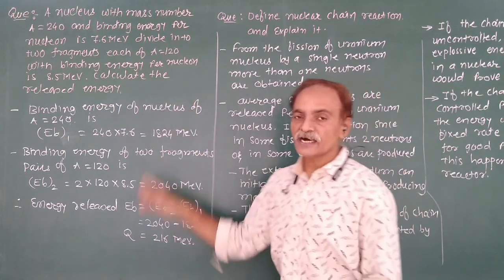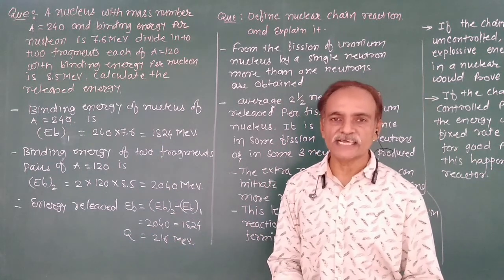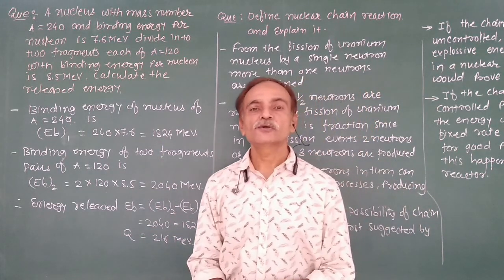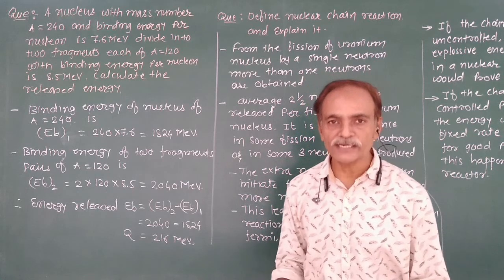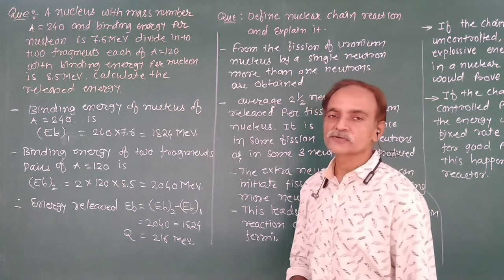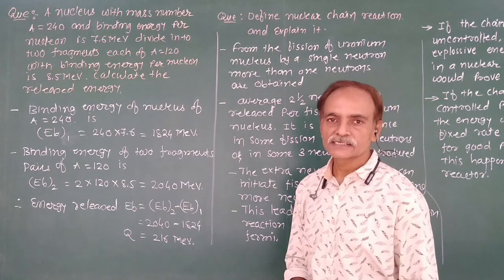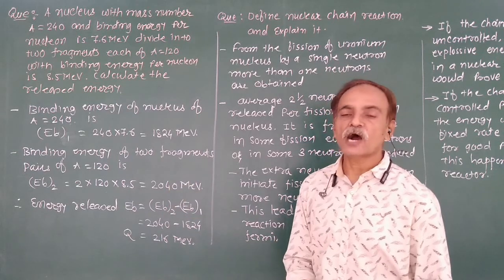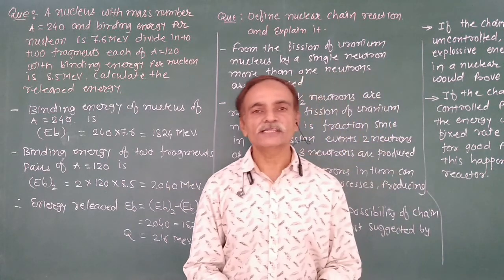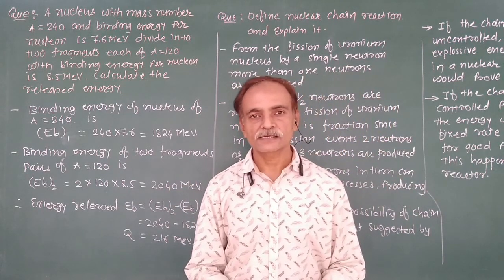Thus, during each nuclear fission process, approximately 200 MeV energy is produced. Clear this? So this way we can calculate how much energy is released during the fission process.